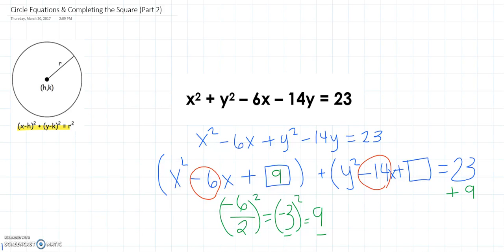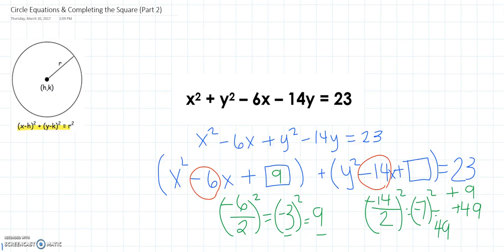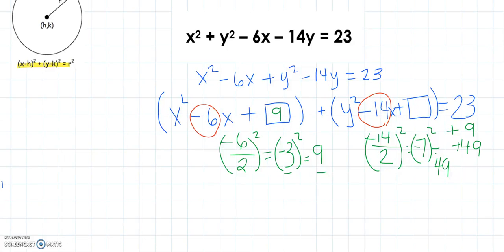Let's move over to the y parentheses now. We're going to go ahead and take negative 14 and divide it by 2. And we're going to square it, which is going to give us negative 7 squared, which will give us 49. So we will now also add 49 to the other side of the equation. All right, so let's clean this up a little bit.